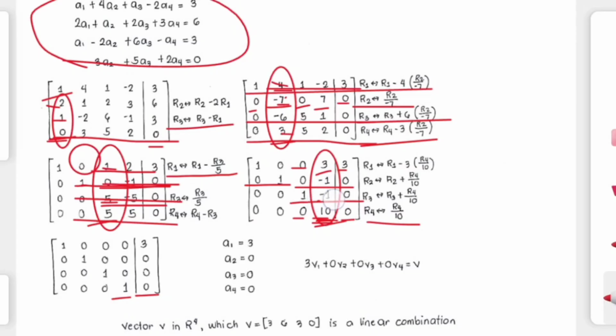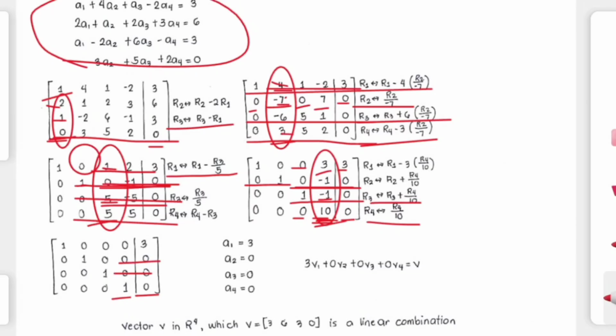And since we have the negative 1 in row 3, for this to be 0, we have r sub 3 plus r sub 4 over 10. So negative 1 plus 1 is equal to 0, and then 0 plus 0 is equal to 0 also. As for this row, since we also have negative 1, we have r sub 2 plus r sub 4 over 10, and also we get the 0 and 0.